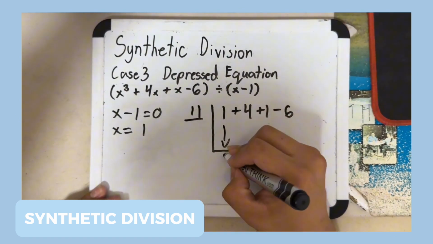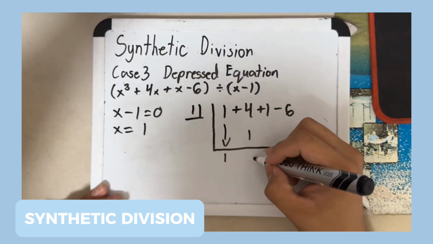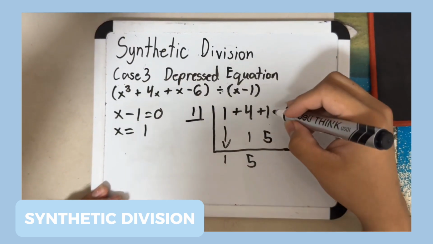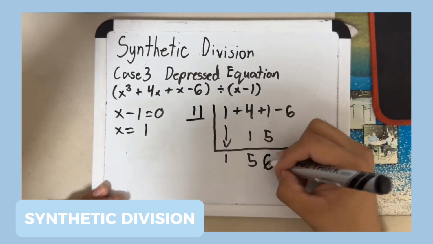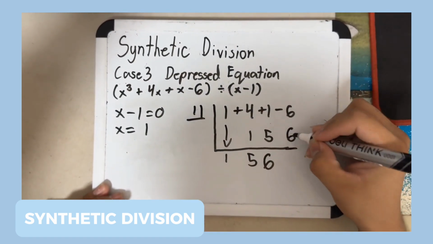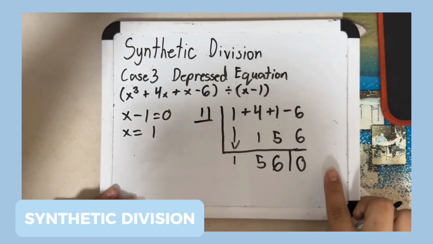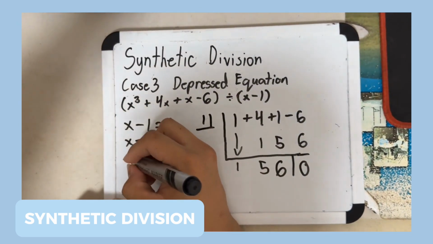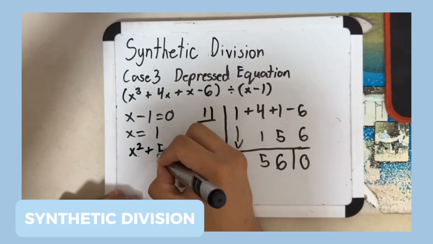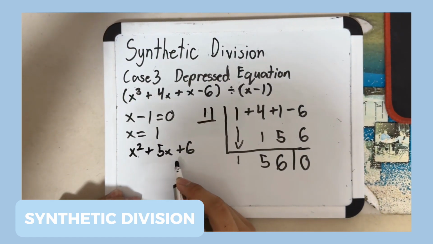Bring down 1, multiply it by 1 equals 1. 4 plus 1 equals 5. 5 times 1 equals 5. Then 1 plus 5 equals 6. Then you multiply it by 1 equals positive 6. There will be no remainder. But when you go to get the final answer, you will have x squared plus 5x plus 6. This is still factorable.